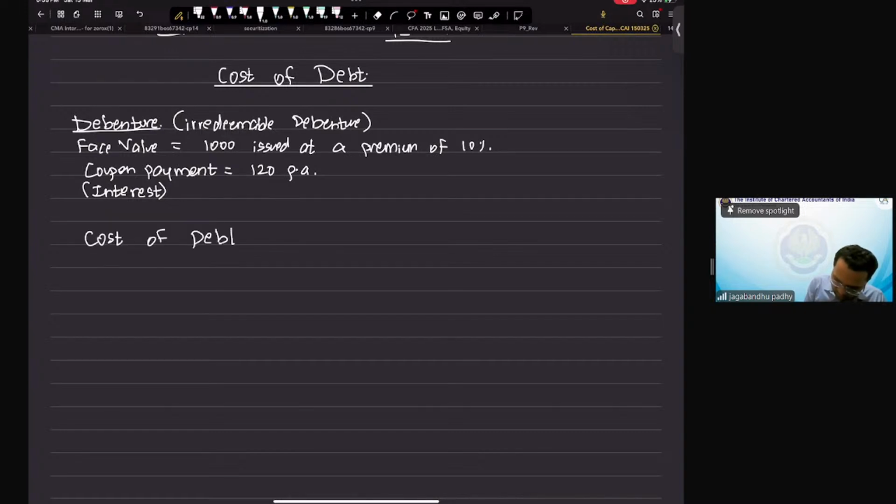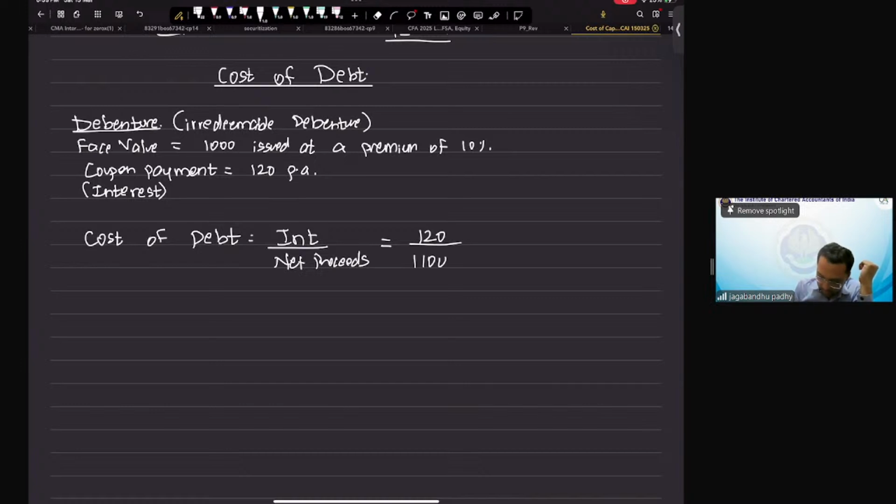So over here, cost of debt is going to be computed as interest upon net proceeds. Tell me, on this debenture, what is the amount of interest that will be paid by the company? What is the amount of interest that the company is going to pay? 120? On how much? After getting how much principal is the company paying 120 interest?